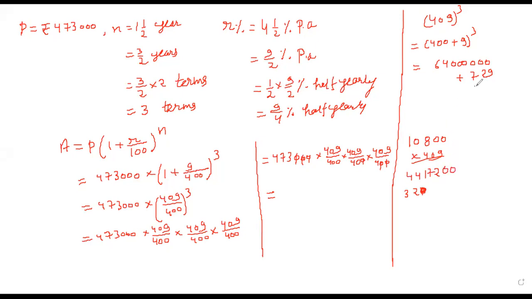So add them. This is 409 whole cube. 927 plus 297148 and 6. So this is the product of 409 whole cube, and now we have to multiply it by 473, and you have to multiply by the proper method. There is no easy method to.